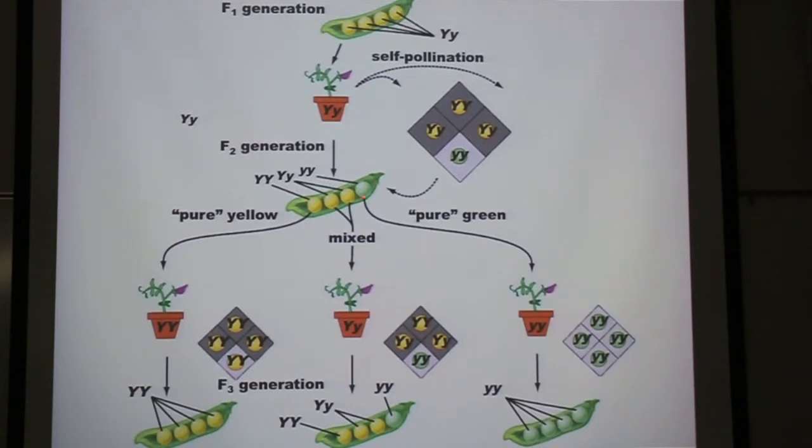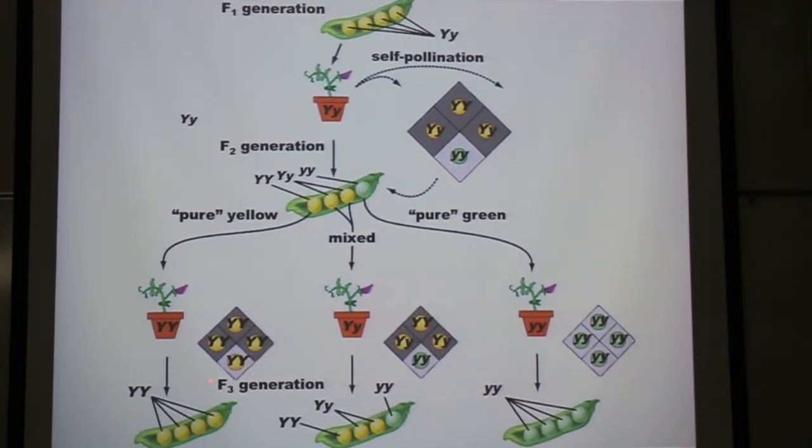It would look like this, where I have this 3-to-1 ratio: 1, 2, 3 that are yellow, and 1 that's green. It turns out genetically two of the 4 you expect to be big Y, little y, and one of them turns out to be big Y, big Y. And again, all the yellow ones look the same, so you have to grow them and see.